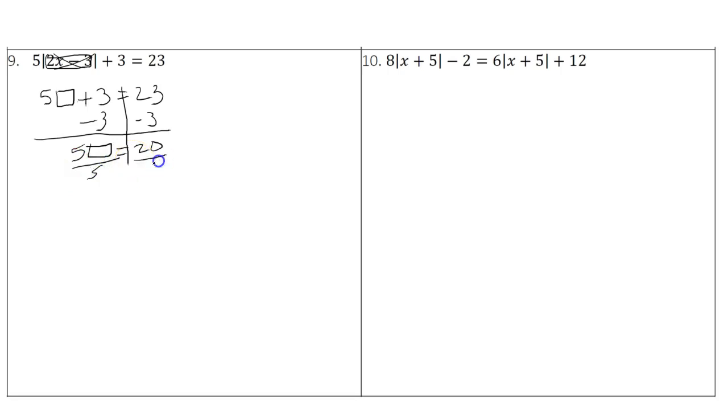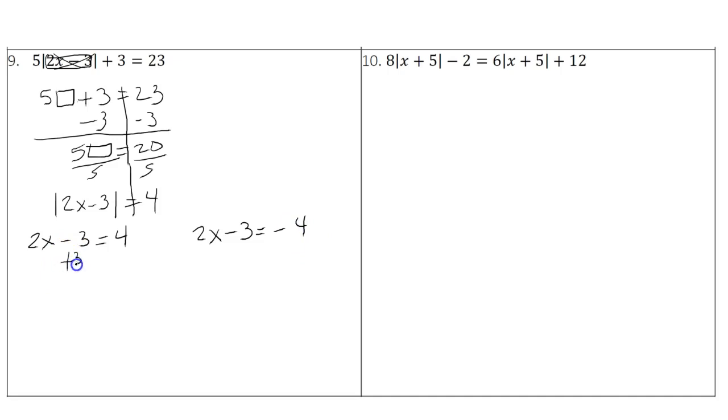Now divide both sides by 5. This gives us the absolute value equals 4. The absolute value of 2x minus 3 equals 4. Now we can write two equations: 2x minus 3 equals 4 and 2x minus 3 equals -4.